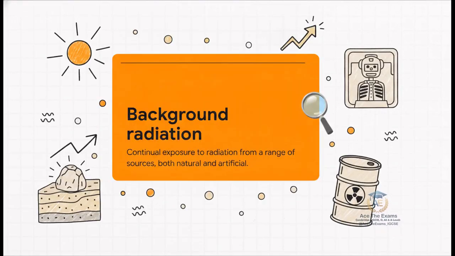So here is your first quick win. This is the definitive, examiner-approved textbook definition. Background radiation is the continual exposure to radiation from a range of radioactive sources, both natural and artificial. Notice that specific wording. It's not just a one-off event, it's a continual exposure. And to actually secure those marks, you absolutely must explicitly state that these sources are a combination of both natural and artificial. That phrasing, totally non-negotiable.